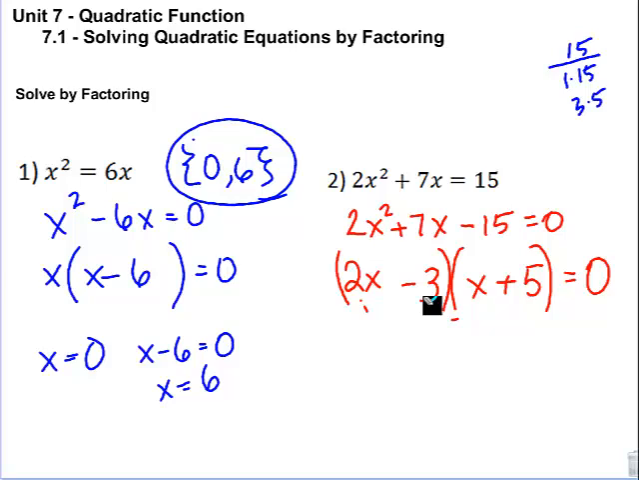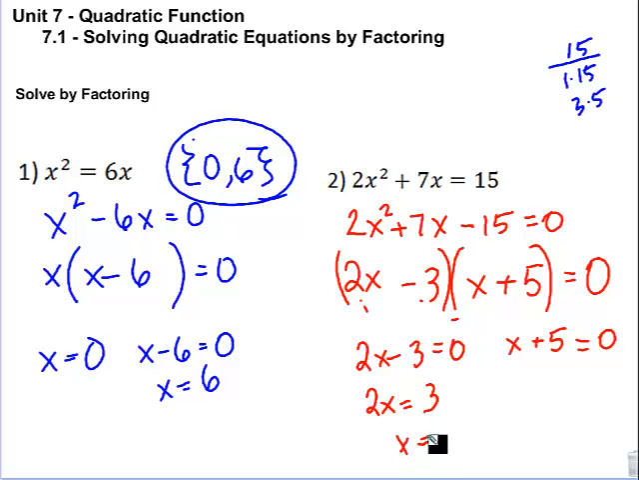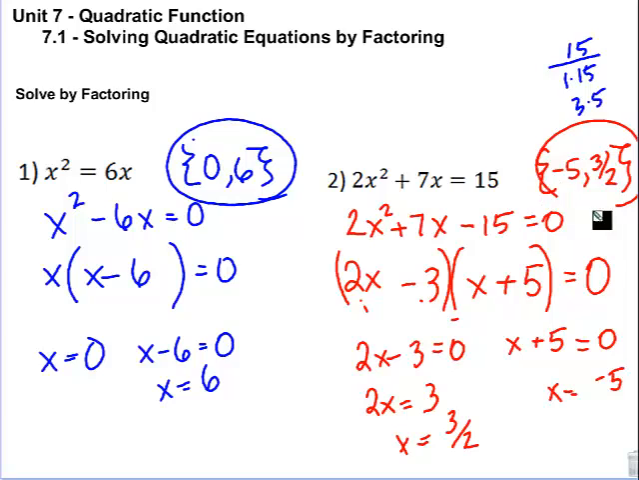So I can create two equations now, and my two equations would be 2x minus 3 equals 0 and x plus 5 is equal to 0. Since they're being multiplied together to equal 0, that means one of the two must equal 0. Now I can solve them. So to solve 2x minus 3 equals 0, I'd add 3, so 2x is equal to 3. And then we would divide by 2, so x is equal to 3 halves. X plus 5 equals 0. To solve, I would subtract 5, so x is equal to negative 5. So my two solutions, written from least to greatest, would be negative 5 and then 3/2.